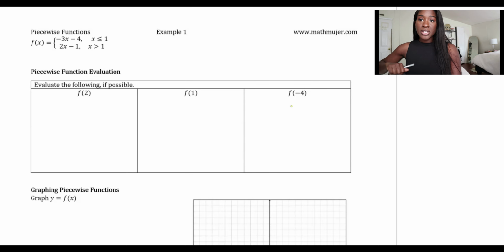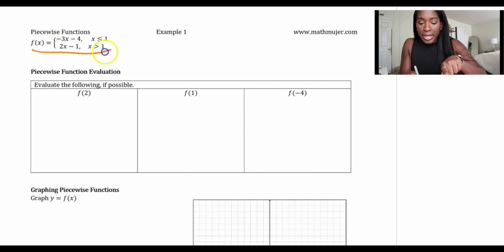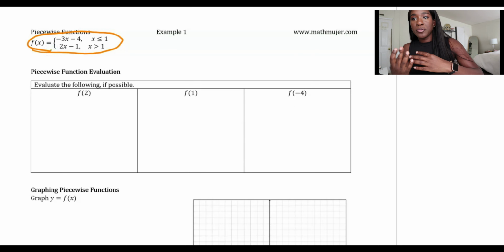And let's get started. If you're completely new to piecewise functions, just looking at that function can be a little bit overwhelming. Like, why does it have two pieces? What do these inequalities mean? I just want to give you an introduction of what's going on in this function. So I'm going to head over to desmos.com and graph the function, and we'll take a look at it.